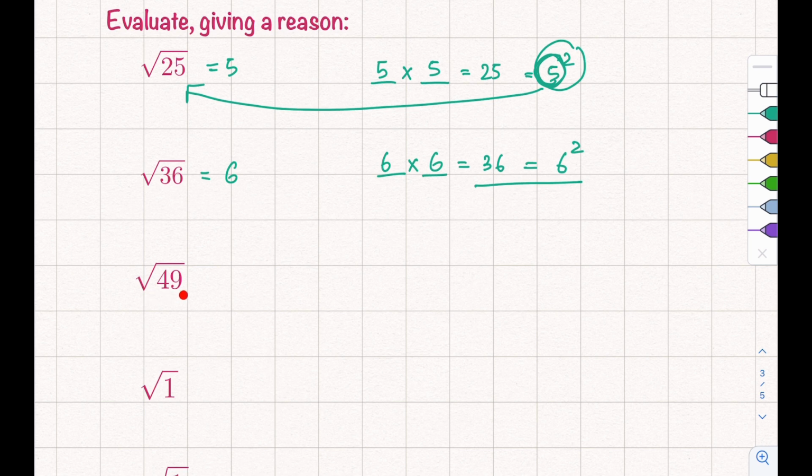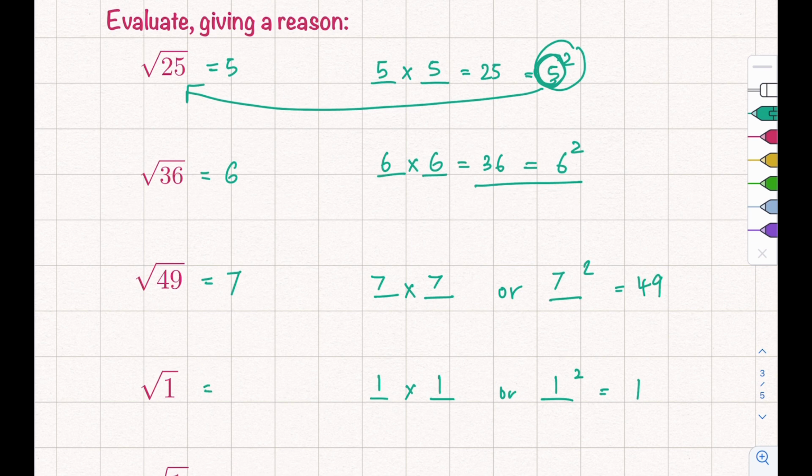Next, the square root of 49. What times what, or what squared, makes 49? And the answer is 7 squared makes 49, because 7 times 7 is 49. So the square root of 49 equals 7. Next question we have is the square root of 1. So what times what, or what squared, makes 1? And the answer is 1 times 1, or 1 squared, is equal to 1. So the square root of 1 is equal to 1.